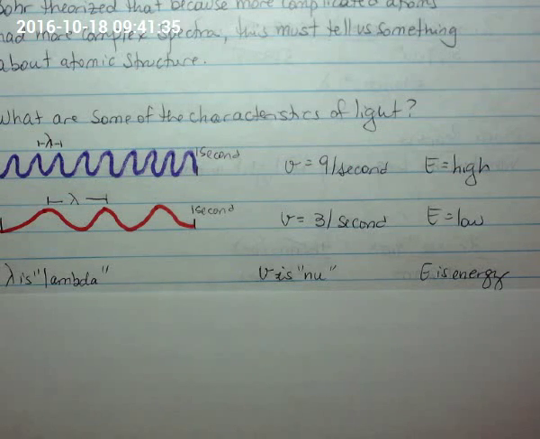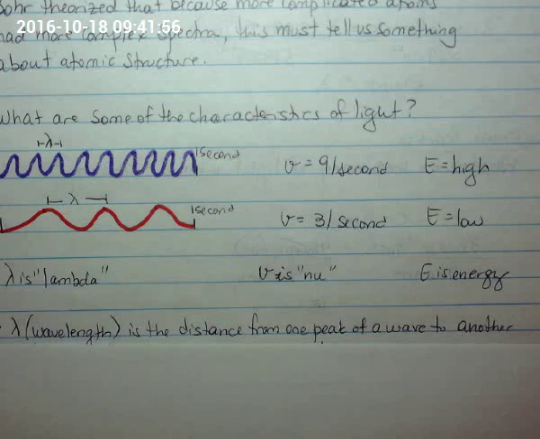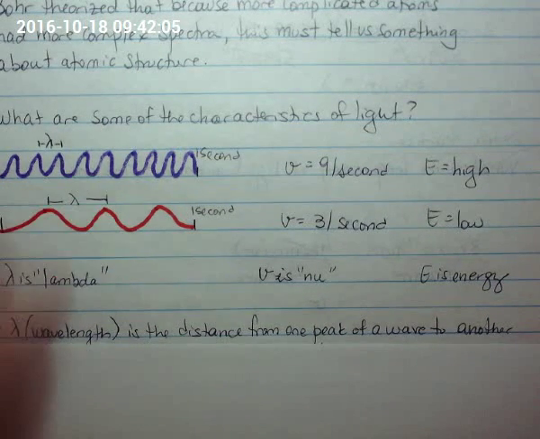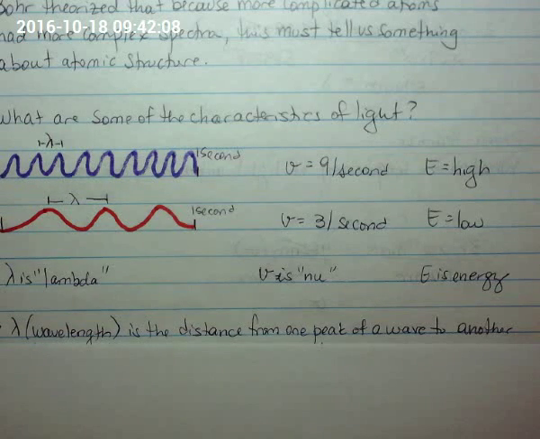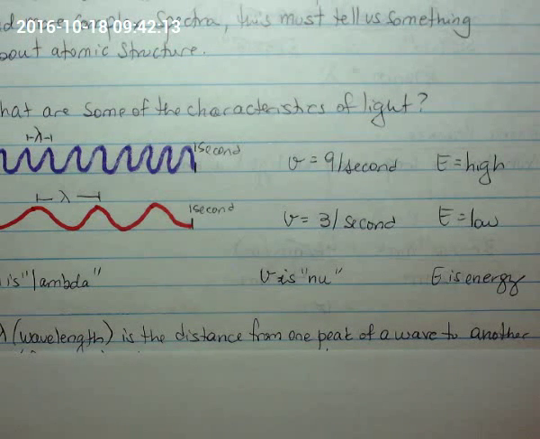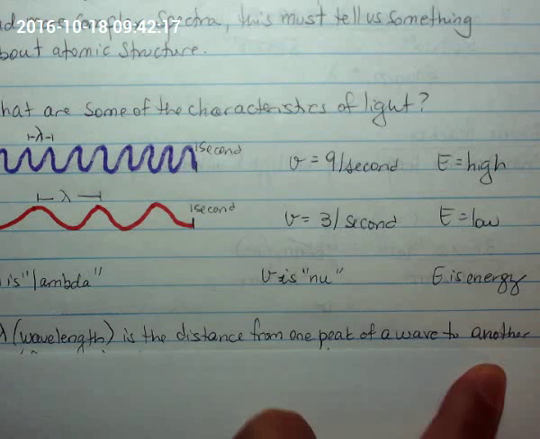All right, so let's define these things. What do you think this lambda stands for? So that's a wavelength. So lambda is wavelength. And if you have to define wavelength, what would a good definition be? It's the distance from peak to peak. Or what if I measured it from trough to trough? Would it be the same distance? Yeah, it would be. Trough is the bottom of the wave. So lambda, the wavelength, is the distance from one peak of a wave to another.